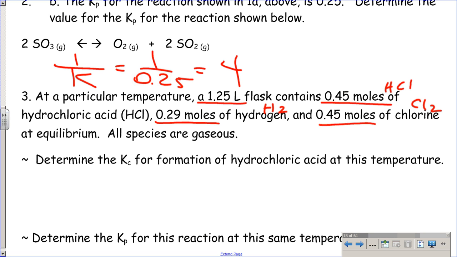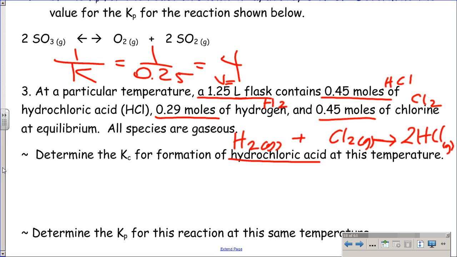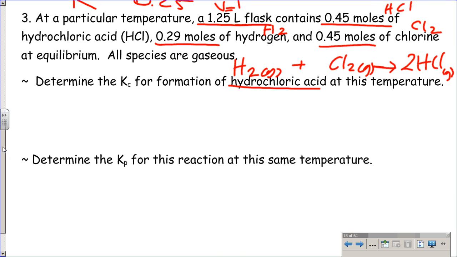So far you've written down your V, volume equals 1.25, your moles, your moles, your moles, and now we have to write down what? Kc. So formation of HCl, go for it. H2 gas, Cl2 gas, 2 HCl. Yes. Okay, so if this is your reaction, what is the Kc expression?